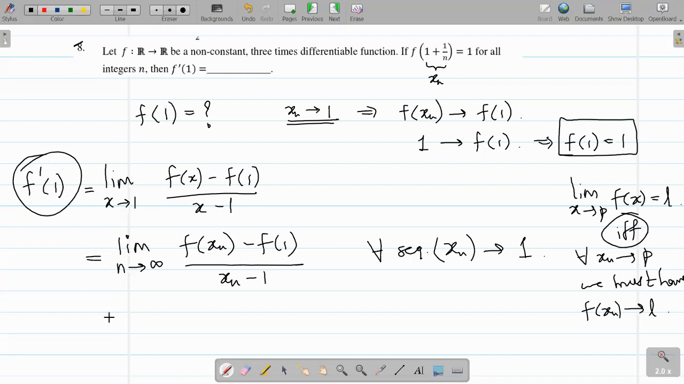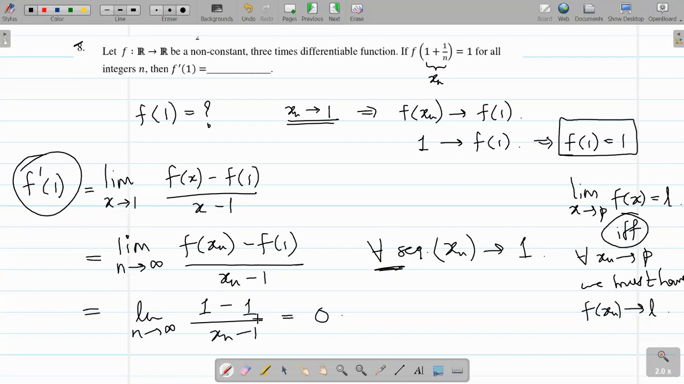And now you are done, because this is true for every sequence, so naturally I will choose this one. At that sequence, I know the function value is 1 and f of 1 is also 1, upon xn minus 1. So the limit as n tends to infinity of this will be 0.